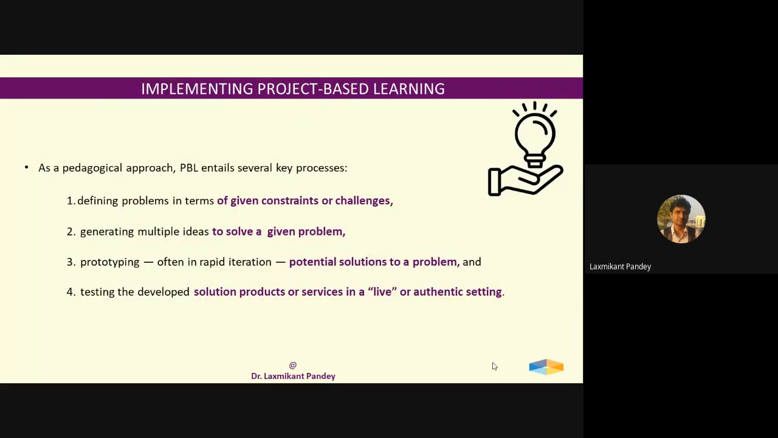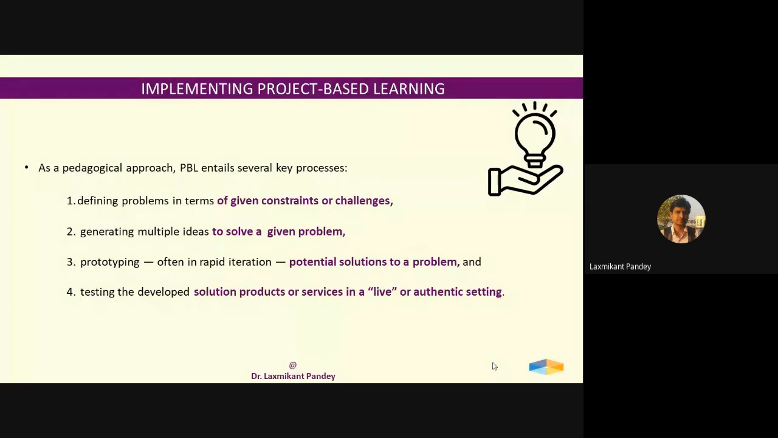Now, as I told you, finding a problem is giving in terms of given constraints or challenges. You are giving certain challenges to the students. You can give a problem in different ways, like a local problem, regional problem, national problem, global problem, depending upon the time the students have. Like if he has 6 months, 1 year, 1 month, 2 months, depending upon the time period, you can define the problem.